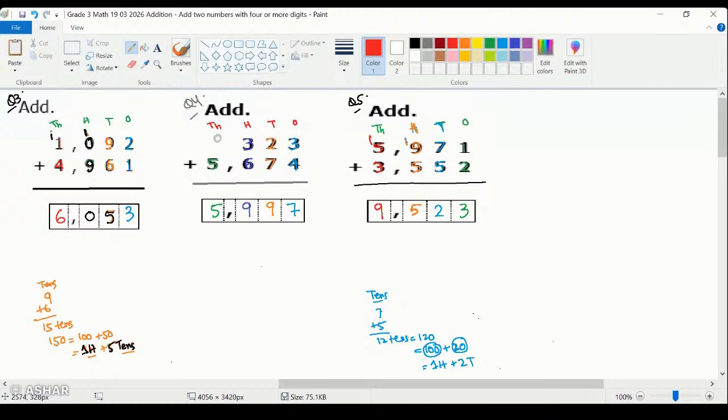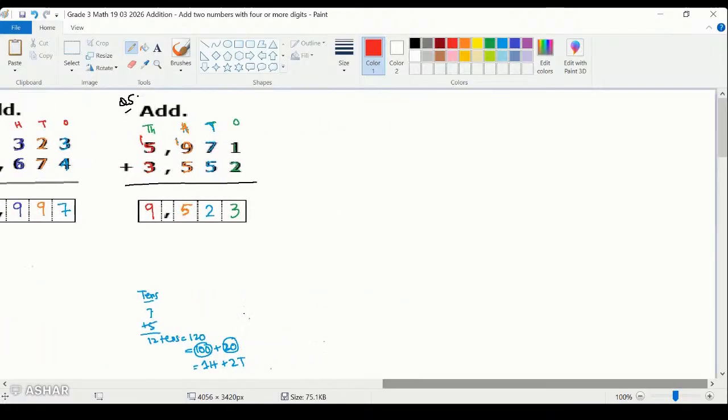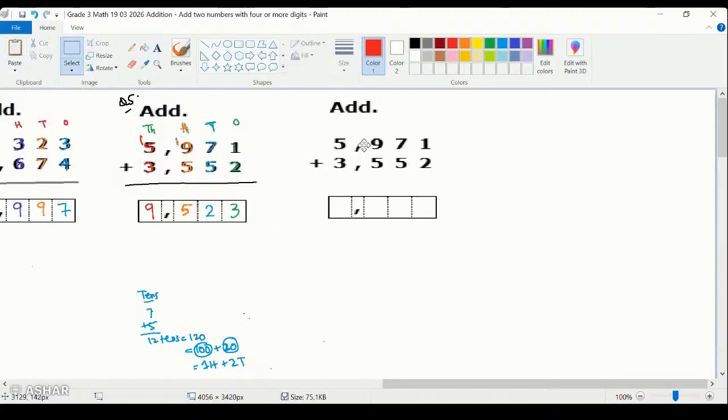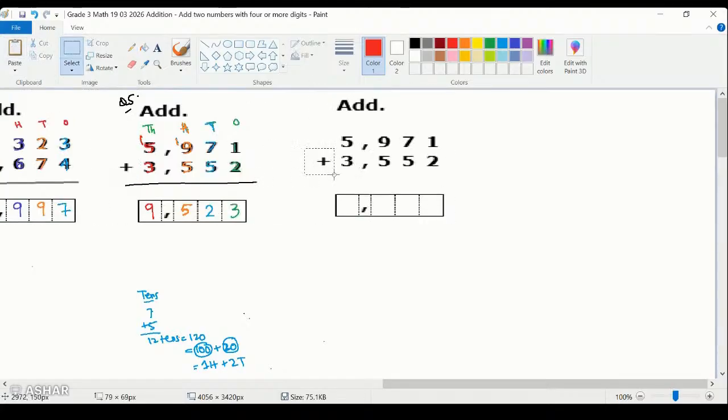Okay. If I change this question and I change just one digit in this. Just a moment, please. Okay. And if I say this becomes 4. So what can we do about this?